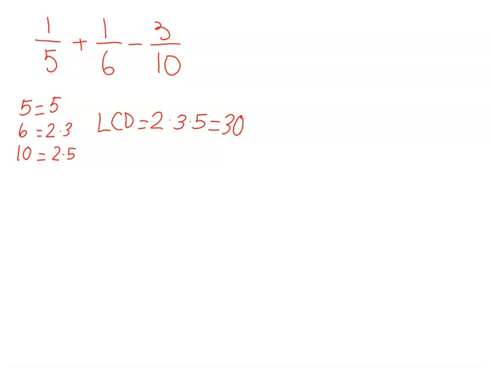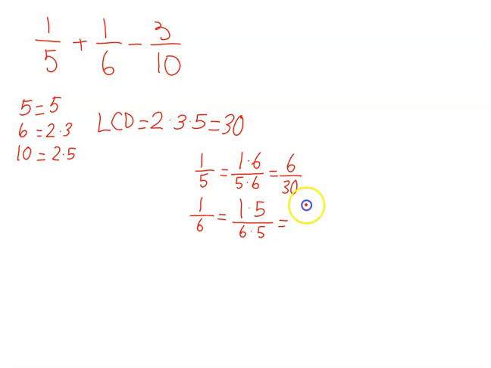So 1/5 is equal to 1 times 6 over 5 times 6, which is 6 over 30. So we know that to get 30, we need to multiply 5 by 6. And again, we multiply both numerator and denominator, so our fraction doesn't change its value. And for 1/6, we have to multiply both of these by 5, which again is the same as multiplying by 1. So it's 5 over 30.